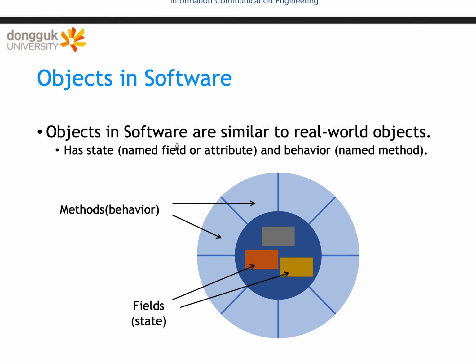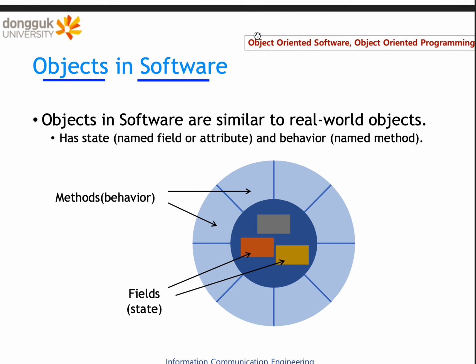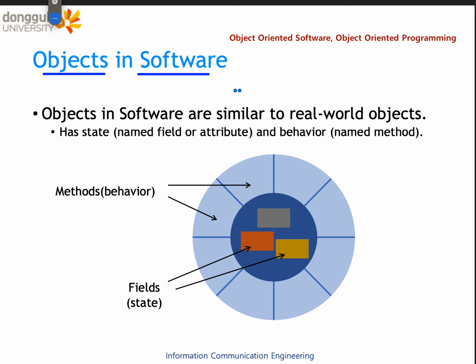In that case, now we are talking about the object in software. When we are talking about the object, we have object, and in software, object is similar to real-world object. So it has state and it has behavior. It's kind of abstract level of recognizable thing, or abstract level of understanding of something.